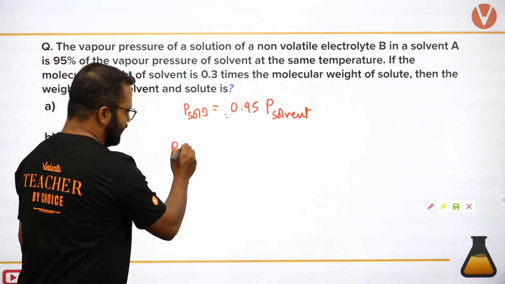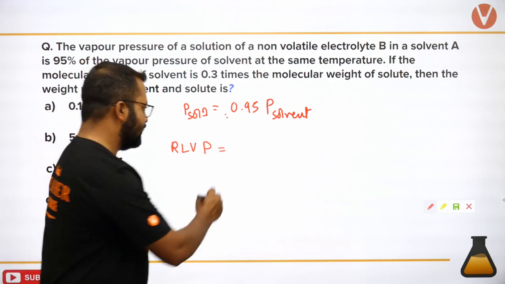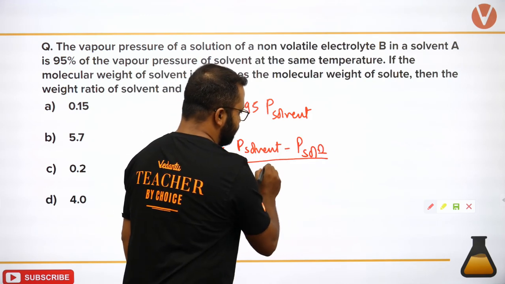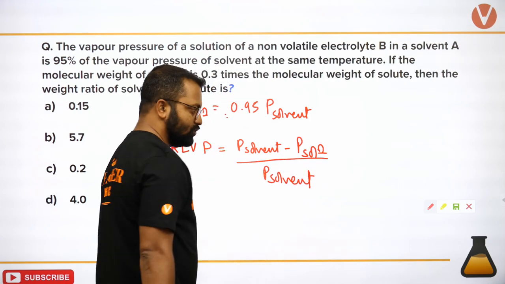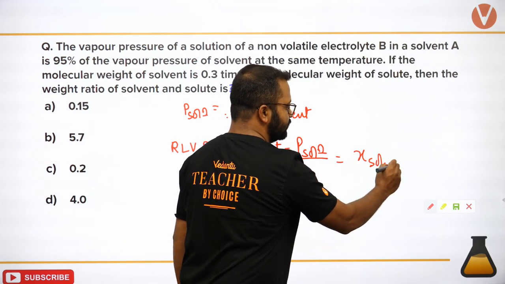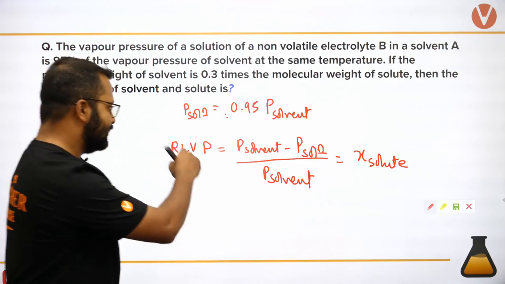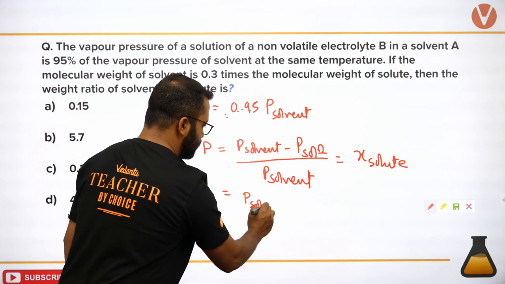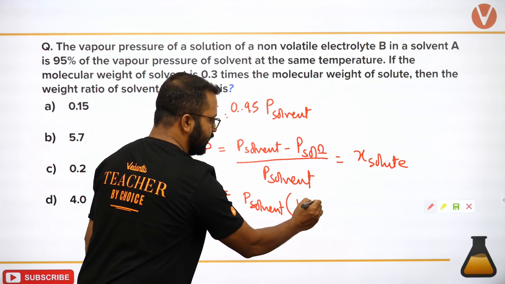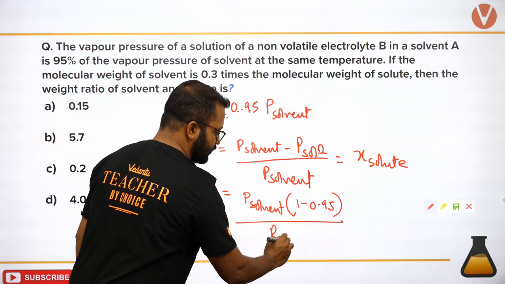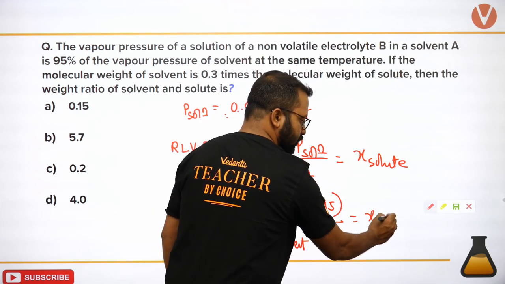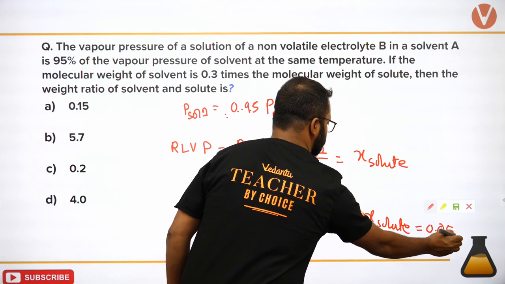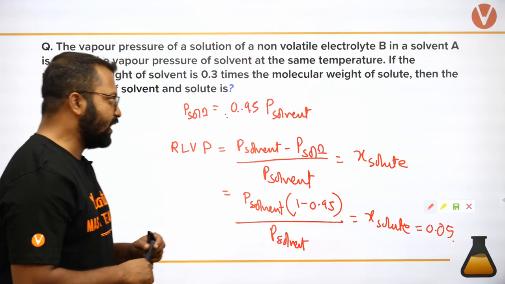So I can calculate RLVP, which is P of solvent minus P of solution by P of solvent, which is equal to the mole fraction of solute. Taking P of solvent common, with P of solution as 0.95, we get 1 minus 0.95 upon P of solvent is equal to the mole fraction of solute. This is equal to 0.05.